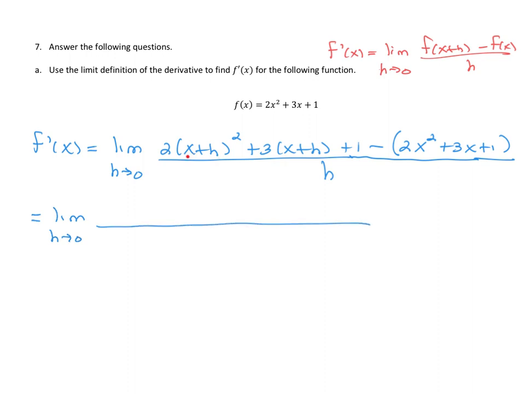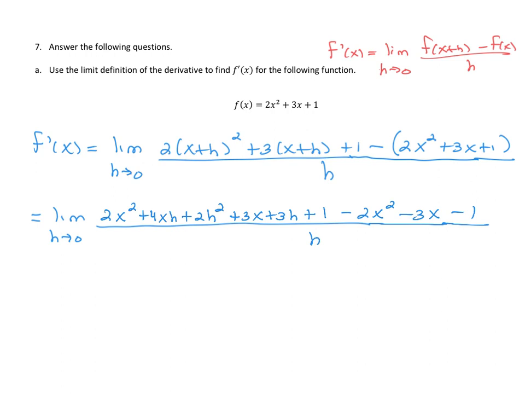So if you have x plus h squared, that's x squared plus 2xh plus h squared. If I double that, that's 2x squared plus 4xh plus 2h squared. If I distribute in the 3, I get plus 3x plus 3h. And then that plus 1 tags along. I then distribute the negative, I get negative 2x squared minus 3x minus 1. And this is all over h.